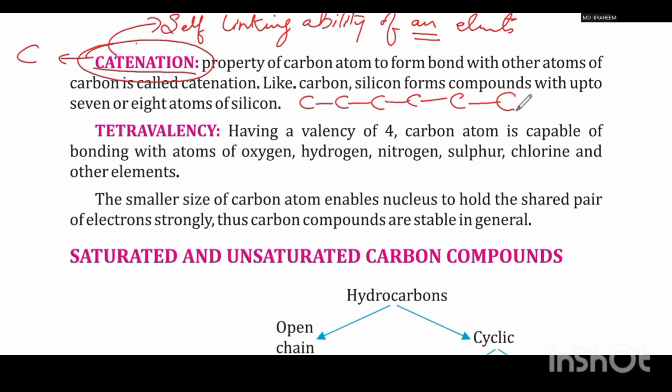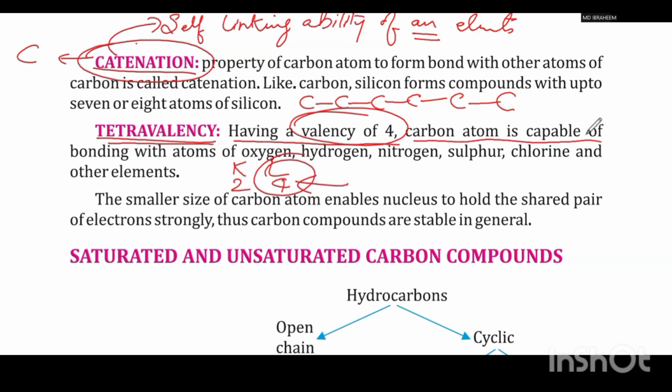The first reason carbon is forming such a large number of compounds is catenation, and the second reason is tetravalency. You know what tetravalency means? Having four valency. Because the electronic configuration of carbon is 2, 4, having 4 electrons in the valence shell, the valency of carbon is 4. Okay? Having valency 4, the carbon atom is capable of bonding with atoms of oxygen, hydrogen, nitrogen, sulfur, chlorine, and other elements because of its tetravalence.